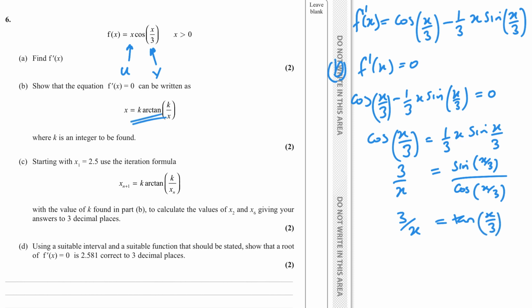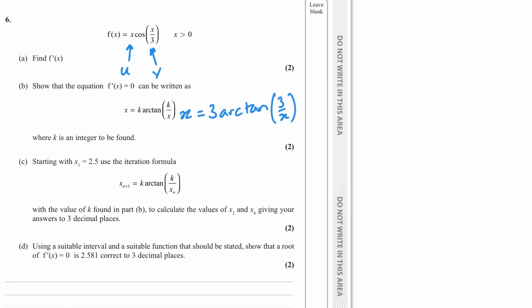Now you can see we want arctan. So arctan is the inverse of tan. So when I take that, I'll get arctan 3 over x equals x over 3. I'm multiplying by 3, so 3 arctan 3 over x equals x. And there it is rearranged.